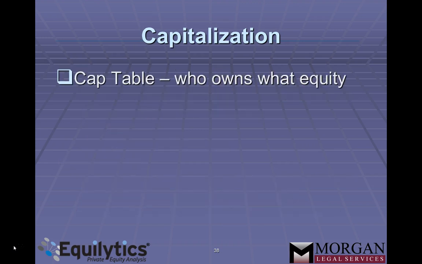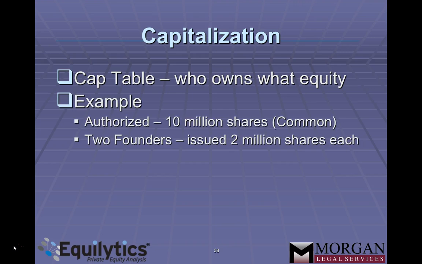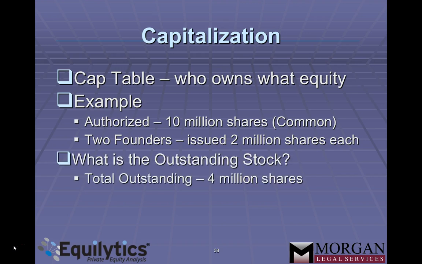Okay, let's look at capitalization, and in particular how we express capitalization. So capitalization is expressed in what we call a cap table, which is a layout showing who owns what equity. So we'll look at an example of that. Let's assume we've authorized 10 million shares of common stock and we have issued to each of two founders 2 million shares each. So what is the outstanding stock in this example? Total outstanding is 4 million shares.